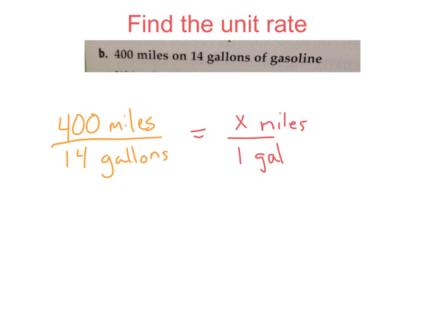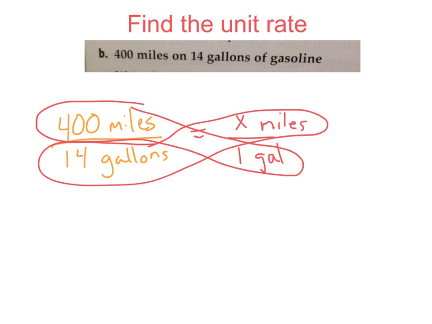Now remember, when we have equivalent or equal ratios or fractions set up like this, I can take these two numbers and multiply them, and they will equal these two if they are equivalent. Okay, so a good way to show this is you take this times this, and then this times this. So in this case, 400 times 1 is going to give me 400, and that's going to equal 14 times x, which gives me 14x, and now I've set it up as an equation.